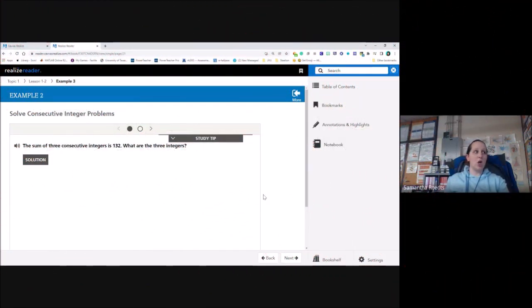Example 2, solve consecutive integer problems. So the sum of 3 consecutive integers is 132. What are the 3 integers? Okay, so I'm going to pick 3 numbers. They have to be in order. So like 1, 2, 3, 4, 5, 6, 21, 22, 23. See how they're in consecutive order? That means they come one right after each other.